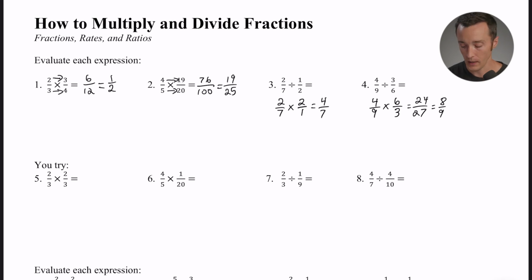So just remember, if you just have multiplication, just multiply straight across and check to see if you can reduce when you're done. With division, all you're going to do is flip the second fraction and then multiply just like you did. So I want you to, before this gets any more complicated, go ahead and try numbers 5 through 8, and then we'll pick up below that.